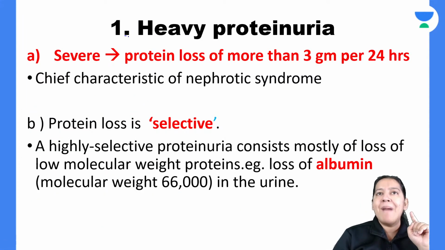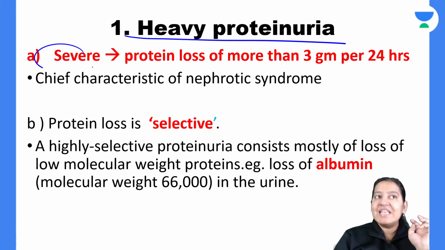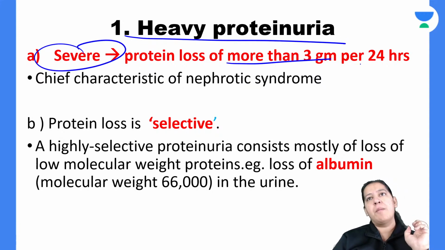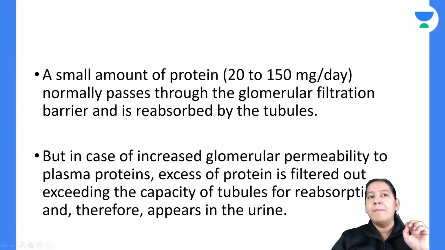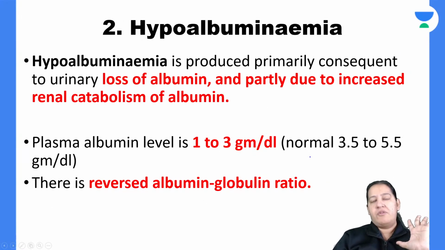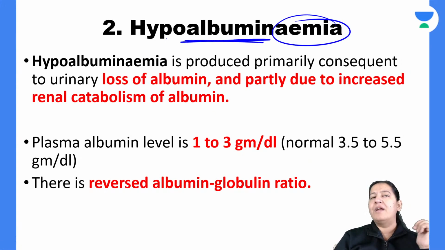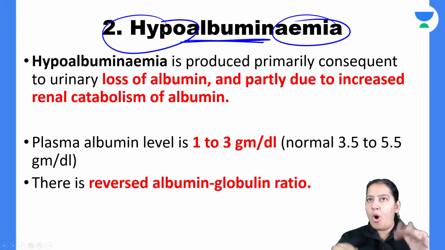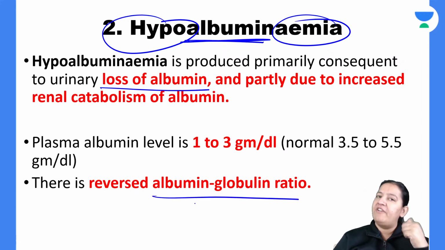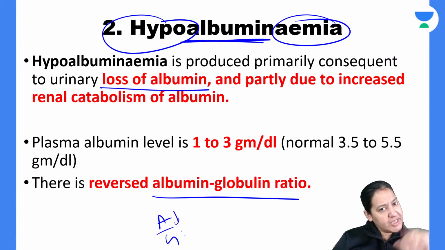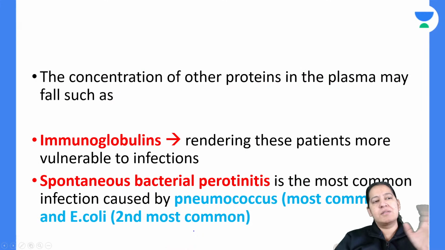The first is massive proteinuria. Massive means severe, more than 3 gram protein per 24 hours. And here it is selective. Mostly it is albumin, but some other proteins are also lost. Because most of the albumin is already excreted in urine, in blood there is less albumin. So it is loss of albumin and hypoalbuminemia. So the A/G ratio in the blood will reverse. The albumin globulin ratio will reverse because there is less albumin and relatively more globulin. So there is reversal of the ratio.